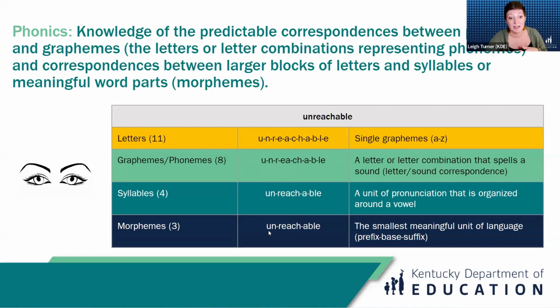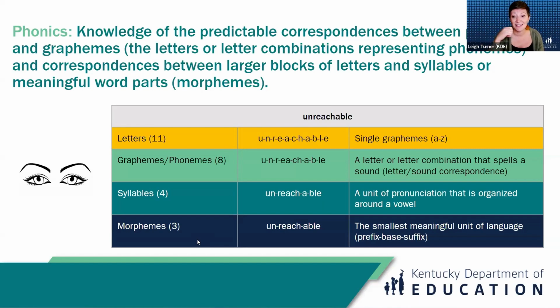And finally, the last part of phonics, and this is really huge, of course, in middle and high school, are morphemes. Unreachable has 3 morphemes. Morphemes are the smallest unit of meaning. So un means not, reach means to attain, and able means the ability to, right? Unreachable. And so while some of these morphemes may appear to be just for older kids, let me assure you, we teach morphemes in kindergarten.